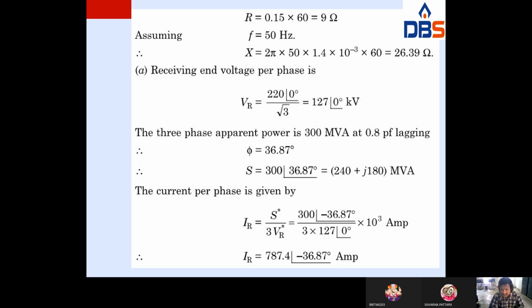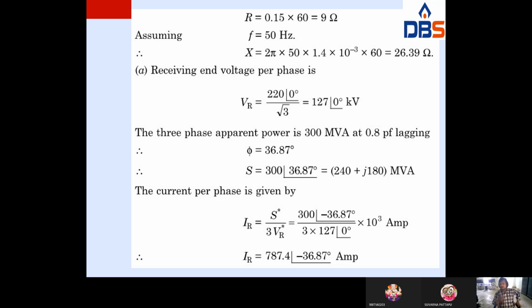Now the three-phase apparent power is 300 MVA, with 0.8 power factor lagging. Cos phi is equal to 0.8. What about phi? 36.87 degrees. The apparent power is 300 MVA at an angle of 36.87 degrees. This polar form may be converted into rectangular form, and we get 240 plus j180 MVA, right?